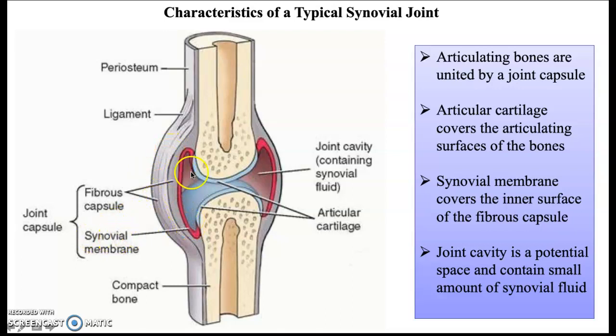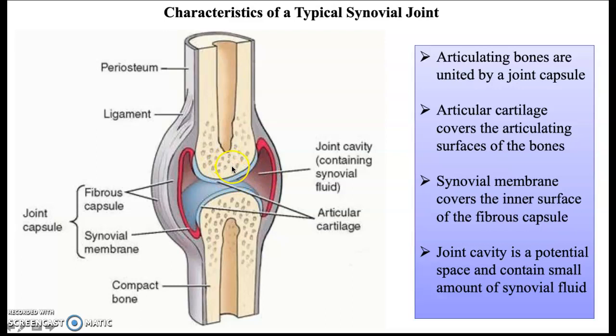Another feature of the synovial joint is that there is a joint cavity, and it contains a thin film of fluid. So this is a cartoon. A normal joint doesn't have this big a joint cavity. This is an inflated joint cavity. Actually, the joint cavity normally is a potential space, which means it is not a real space, but it has a very thin film of fluid.